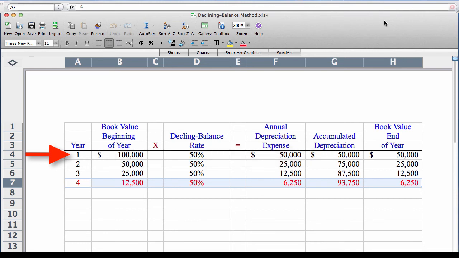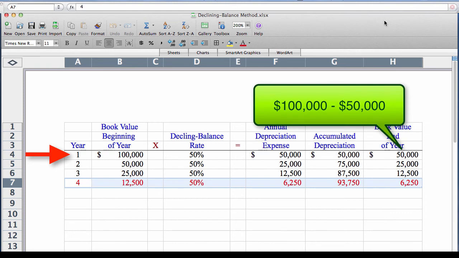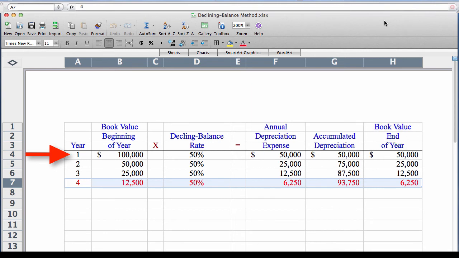The accumulated depreciation at the end of the year is then $50,000. This is equal to the depreciation expense that has been recognized this year. Finally, the book value at the end of the year is also $50,000. This is the cost of the asset, $100,000, less the asset's accumulated depreciation at the end of year one.